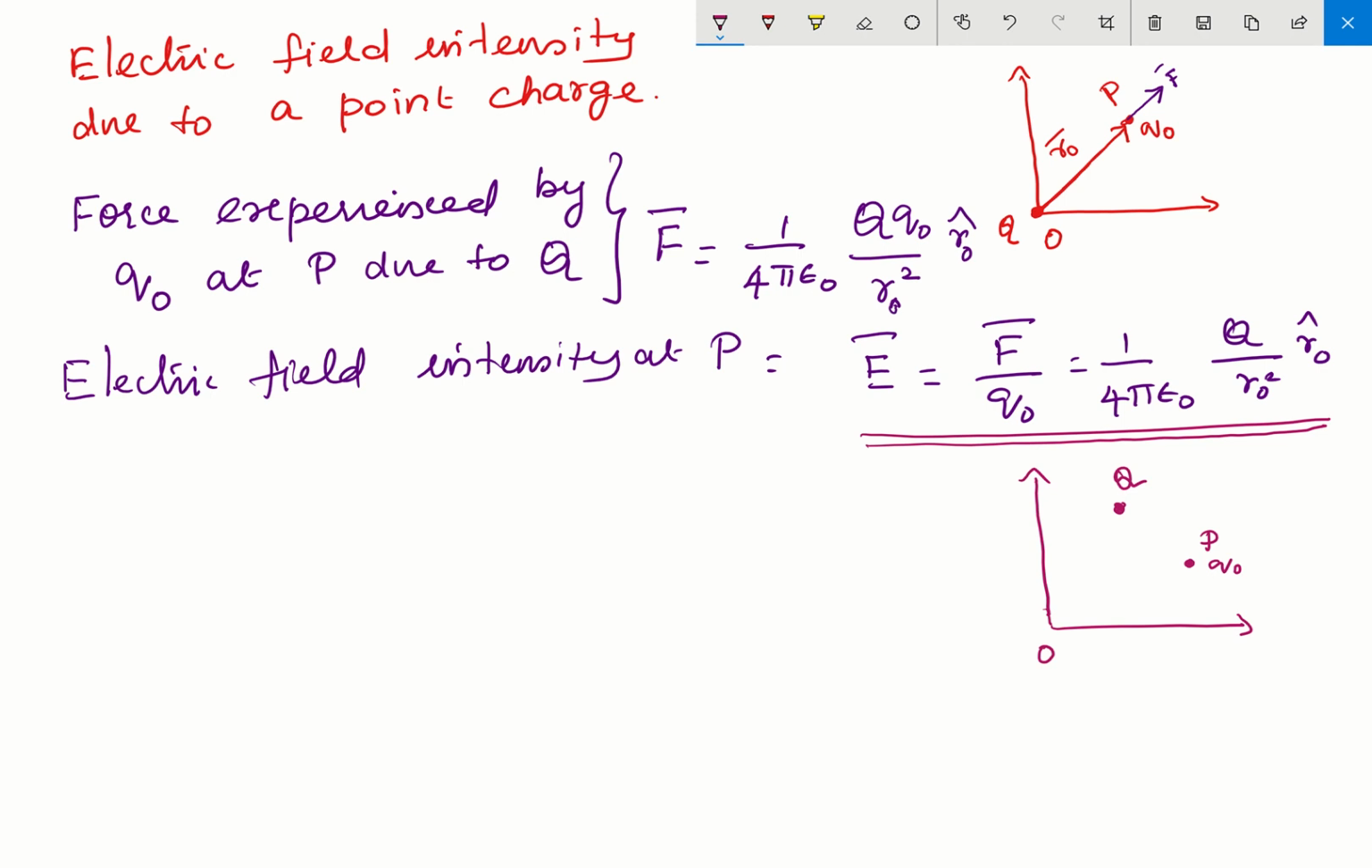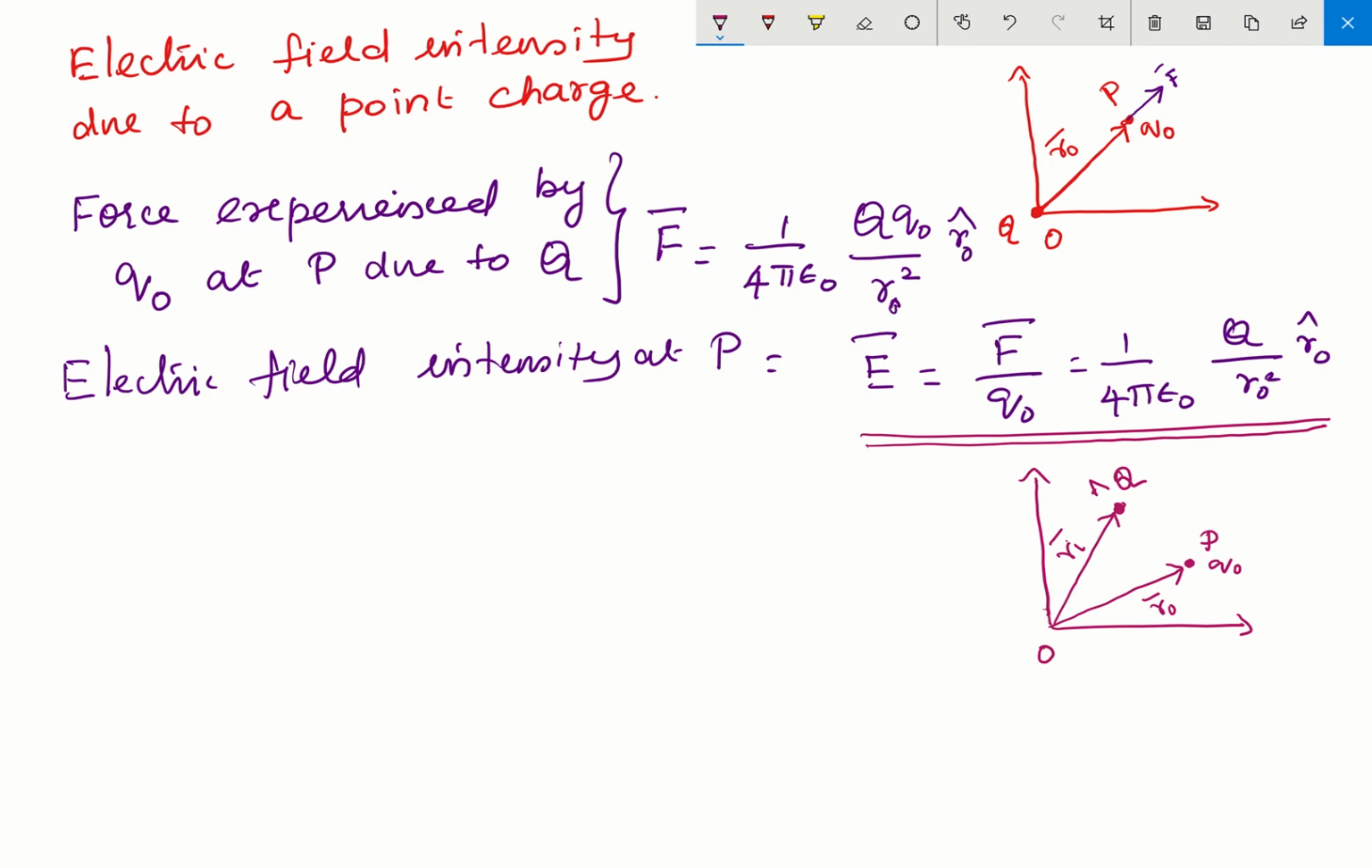Let this point be A and let this point be P. At A the source charge is kept, and at P the test charge Q naught is kept, right? Therefore, this is the position vector of the source charge, capital Q, let it be R i, and this is R naught. By default, the source charge is a positive charge, and the test charge is also by default a positive charge.